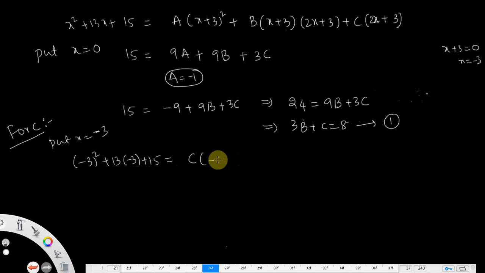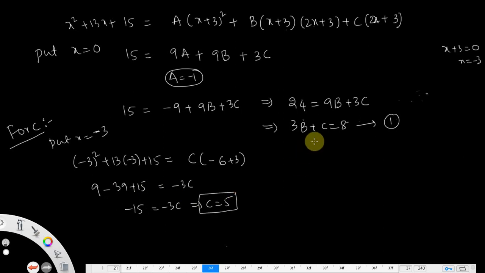So 2 times minus 3 is minus 6, plus 3, and then 9 minus 39 plus 15 equal to minus 3C. This is minus 30 plus 15, that means minus 15 equal to minus 3C, then C equal to 5. Substitute in 3B plus C equal to 8: 3B plus 5 equal to 8, 8 minus 5 is 3, then B equal to 1.